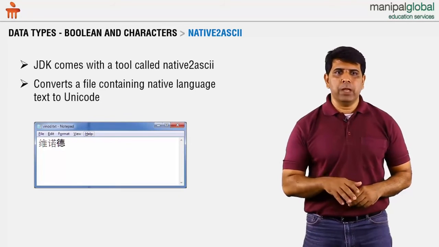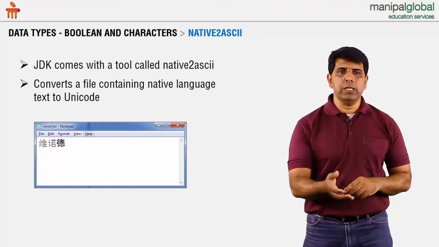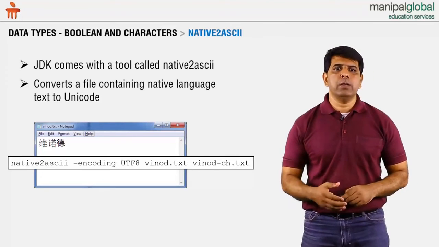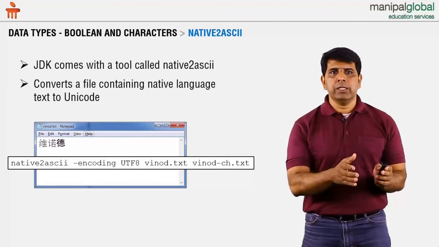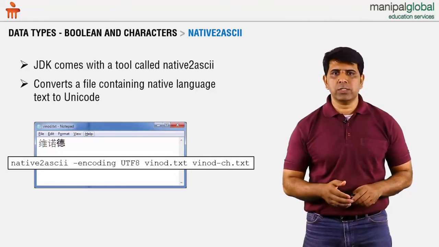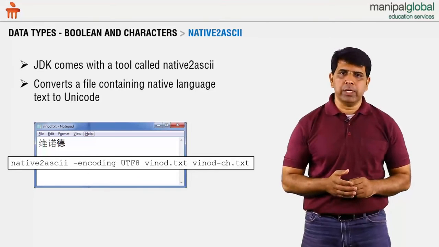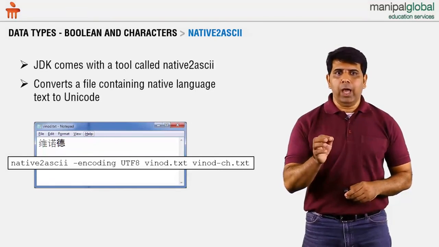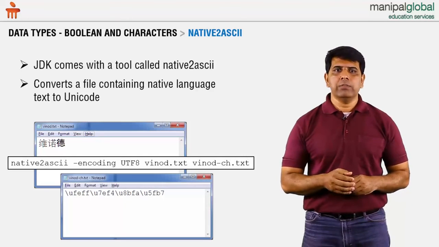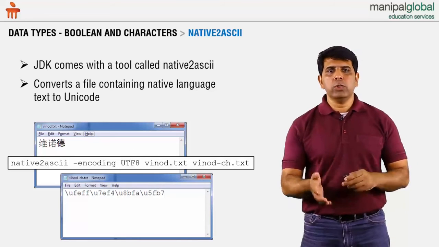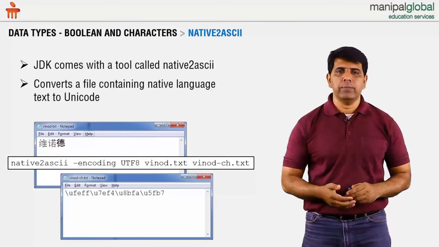Now here is an example of a native language like Chinese, and there is some text in that, and you have to issue this command where you are saying that the encoding is UTF-8, the source file is vinod.txt, and the output file to be converted or created is vinodch.txt. And at the end of this command, you have this new file. So this is how you create a Unicode file from a native file.